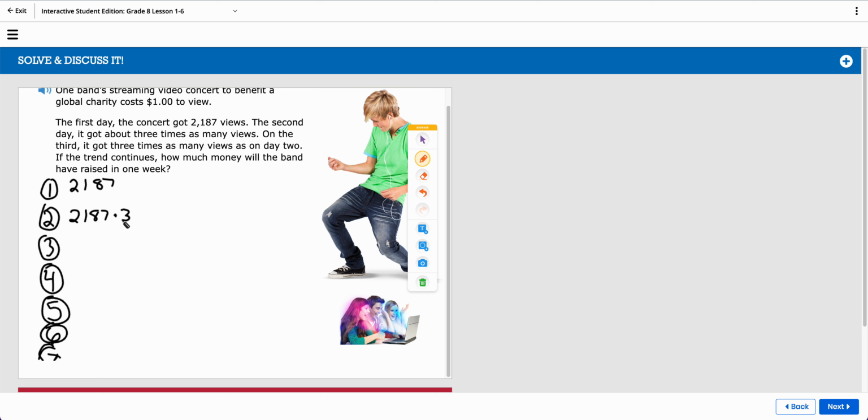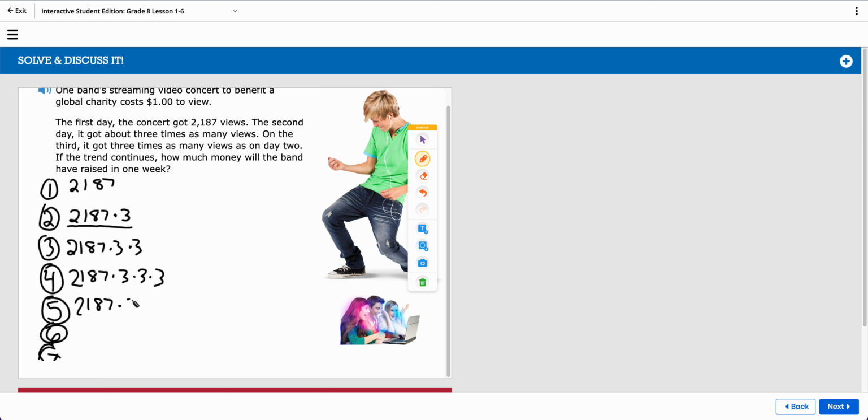We would take this, whatever this number is, and multiply it by 3 again. So we could just do 2,187 times 3, and then times 3 again, right? And then what about day 4? Just 3, 3, 3, 3. 2,187 times 3 times 3 times 3. Do you see a pattern developing here?